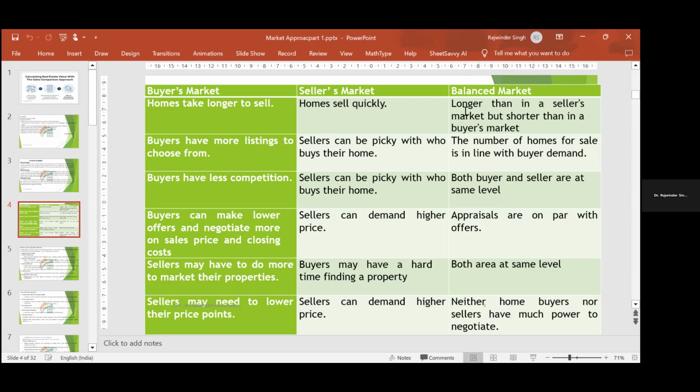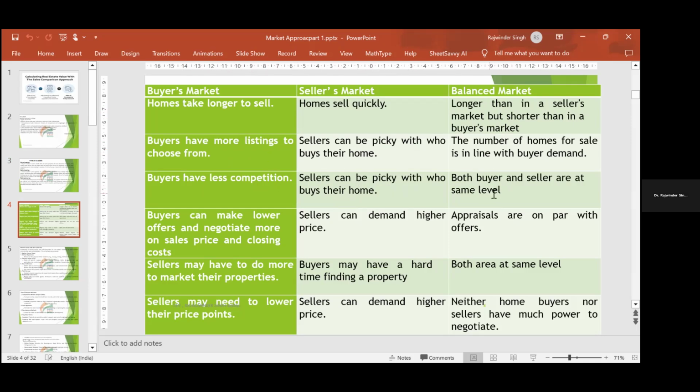For two marks questions, these things are very important. You should learn. In a seller's market, buyers have fewer listings to choose from, and sellers can be picky with who buys their home. In a balanced market, the number of homes for sale is in line with the buyers' demand. In a buyer's market, buyers have less competition, and sellers can be picky with who buys their homes.